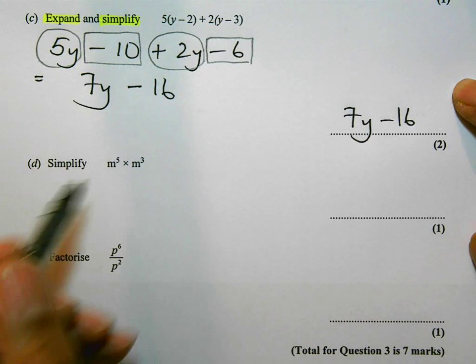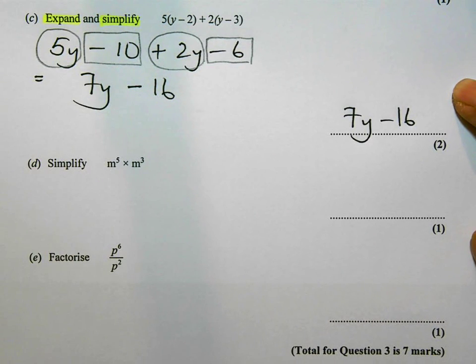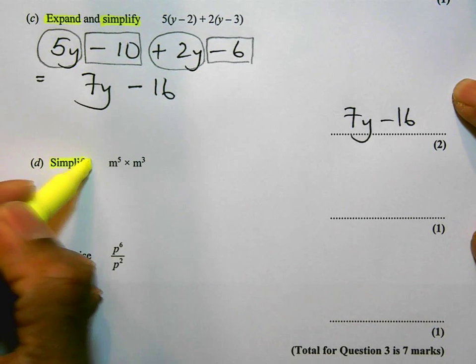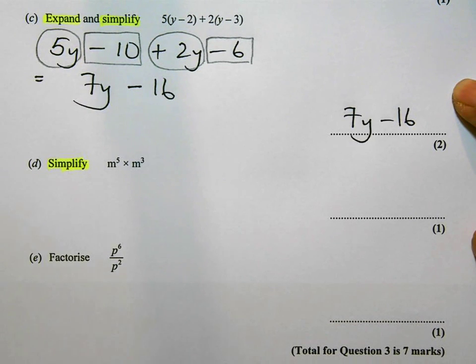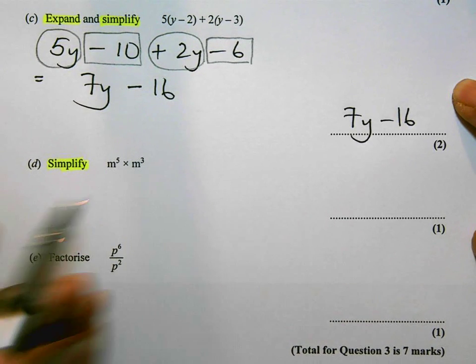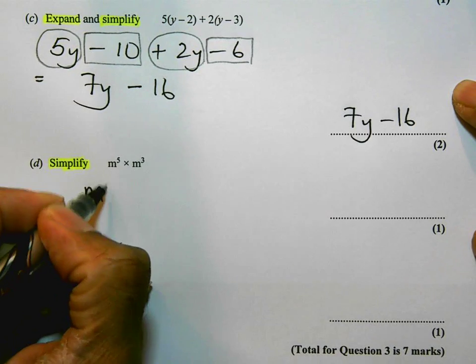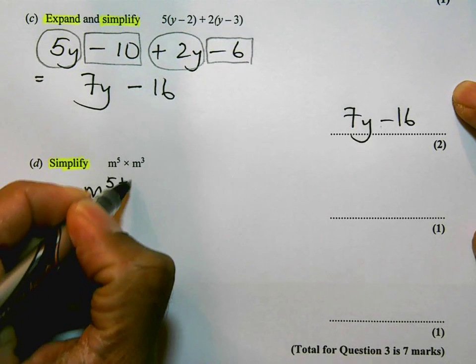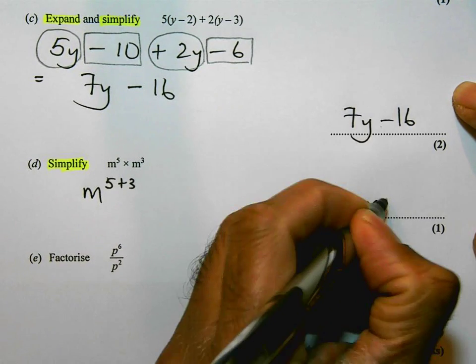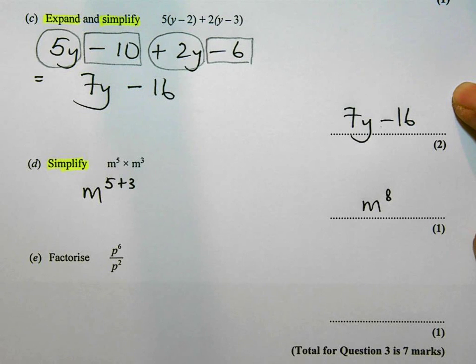Part D says to simplify m to the 5 times m to the 3. This is an easy mark here, and you should know that as long as the bases are the same, in this case m and m, you add the powers. So this is going to be m to the power of 5 plus 3, which is m to the power of 8. Okay, make sure you can do that.